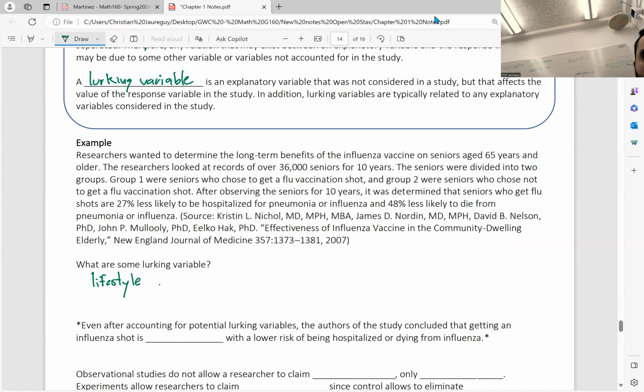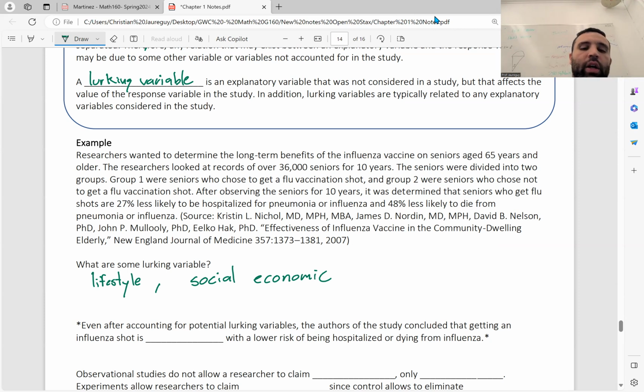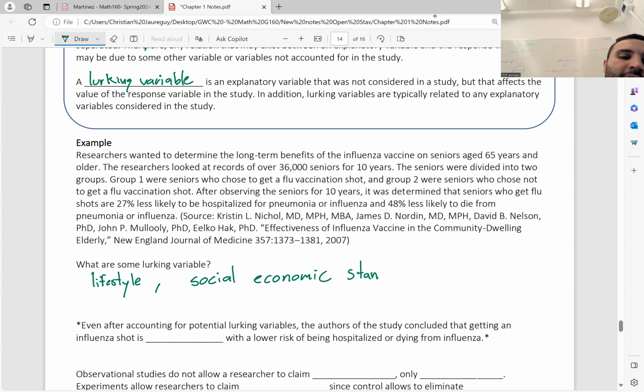Two big lurking variables, and these are not the only ones. I'm sure there are a lot that you were able to discover on your own. Two big lurking variables are lifestyle and socioeconomic standing. Socioeconomic, sorry. Social sounded wrong. Socioeconomic standing. How much money they got. So, although flu shots are all free now, it wasn't always like that, and they're not perceived as free. So, I'm talking about the second one now.